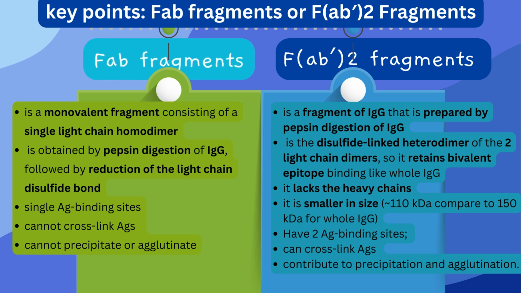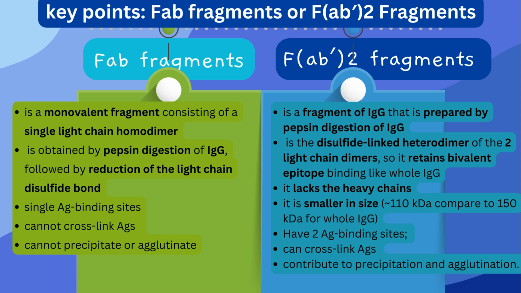So we also have: how can we differentiate Fab fragments from F(ab')2 fragments? Both are antibody fragments obtained by the enzymatic digestion of immunoglobulins, but they differ in structure and function.